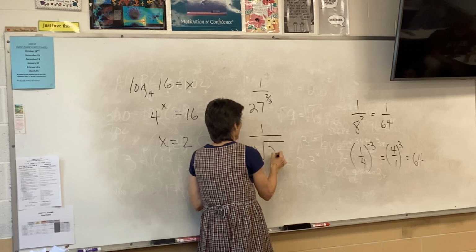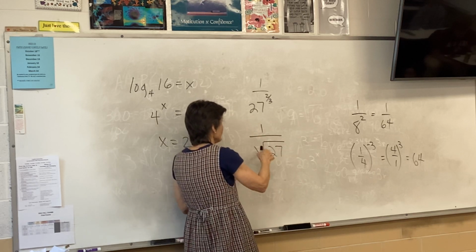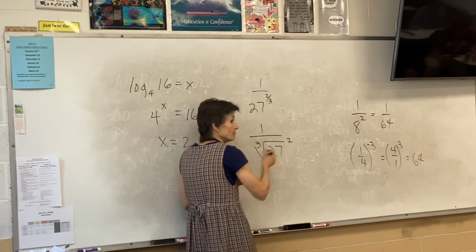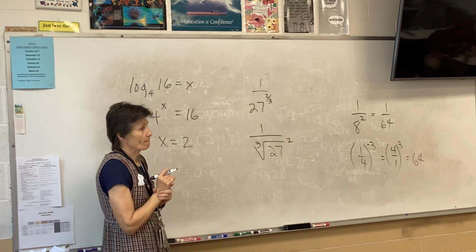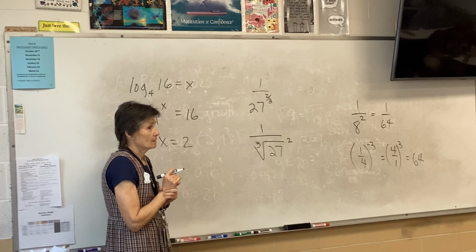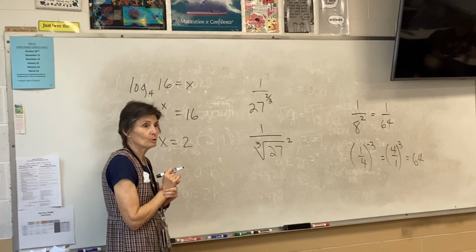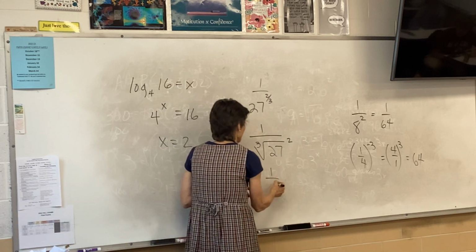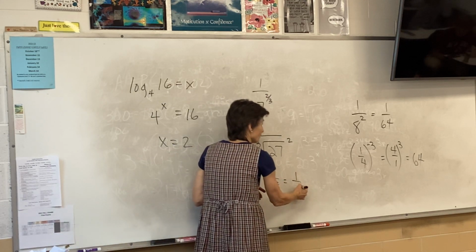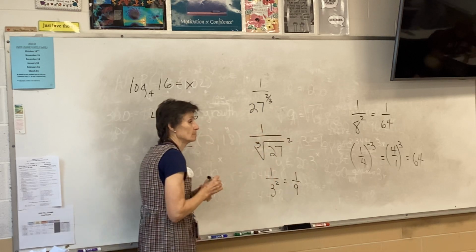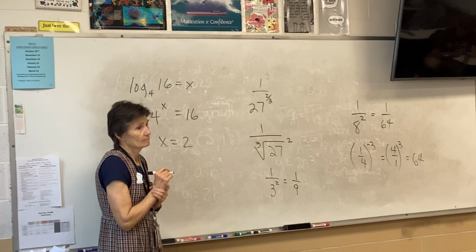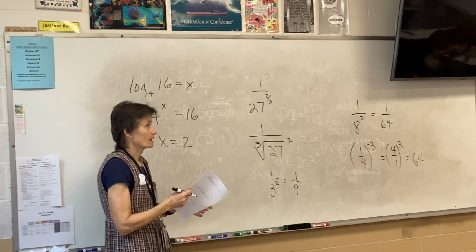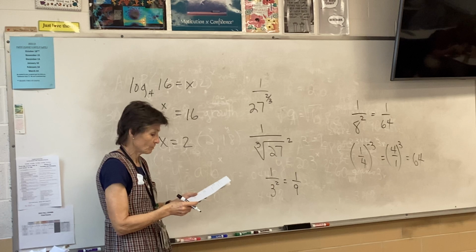All right, so 27, what root is this? This is gonna be the cube root, squared. What's the cube root of 27? 3. So it's 1 over 3 squared, which is 1 over 9. Everybody got it? Hang with me, we're gonna do a few more here.